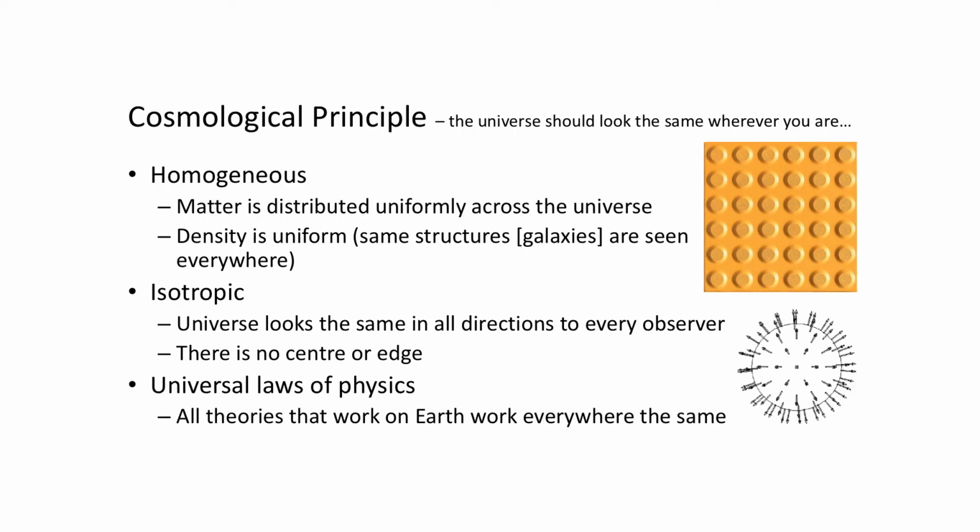The other word, and they're quite similar really, is isotropic. So whatever direction you look at, it looks the same. So the universe looks the same in all directions to every single observer. And the other assumption here is, and it's quite hard to get your head around, there's no centre in the universe and there's no edge to the universe.